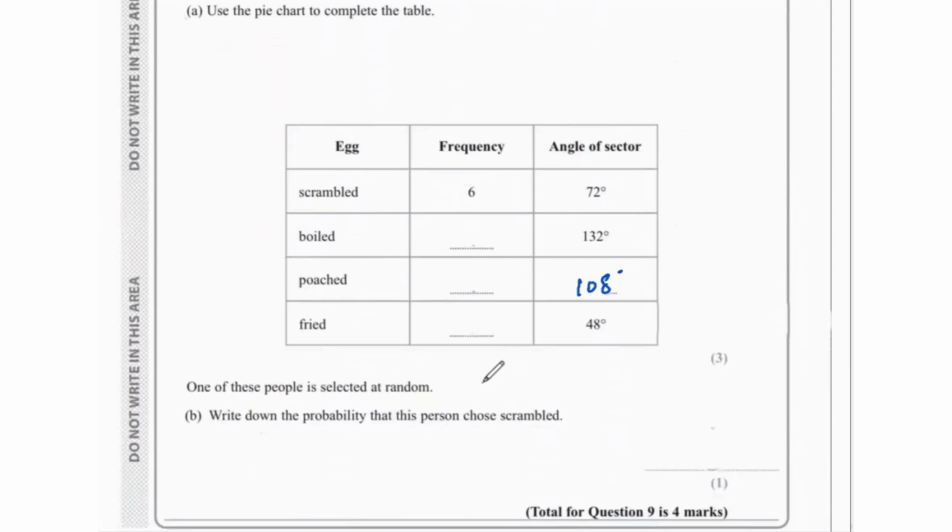Now for the frequency, what we will do is, we know that the frequency for scrambled is 6 and the angle is 72. So we will use scrambled first to figure out the total number of people, and then using that, we will figure out the frequency for boiled, poached, and fried. So 6 equals 72 out of 360 times x, x being the total frequency. So that means if we do 72 divided by 360, that's 0.2.